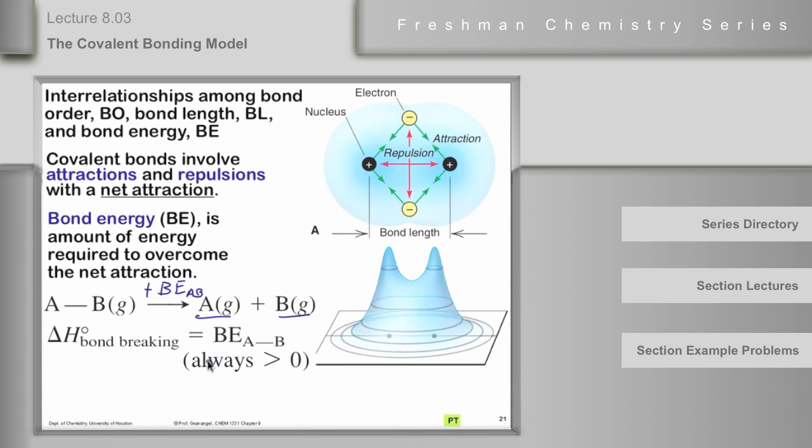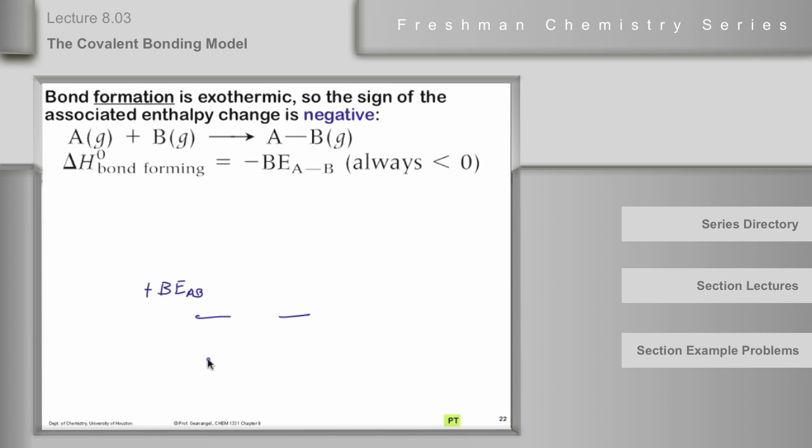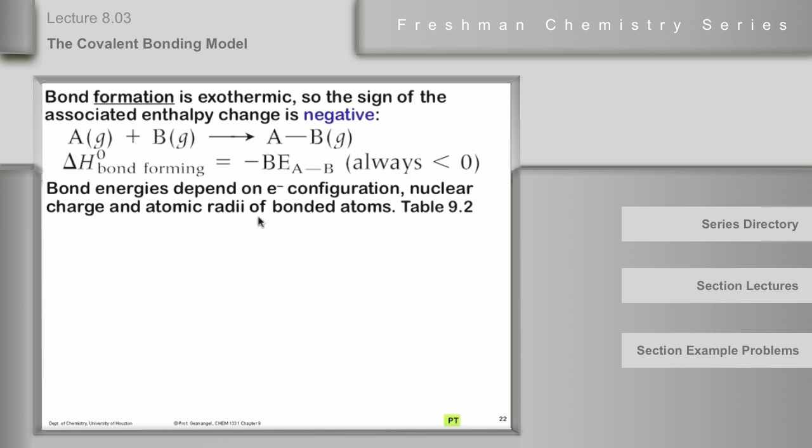And as before, if you reverse the process, as we learned in Chapter 6, and you form the bond, that will always be exothermic. And the energy change will be negative, minus the bond energy. It will be the delta H for this process. So breaking bonds requires you to put energy in. Forming bonds releases energy equal to the bond energy.